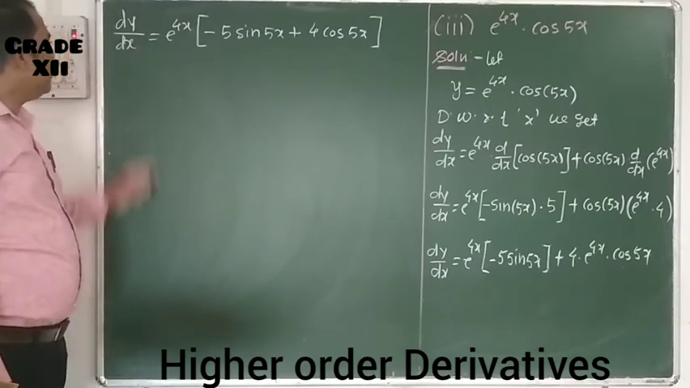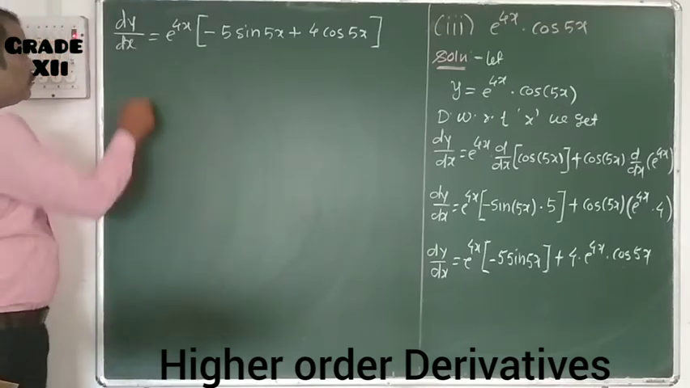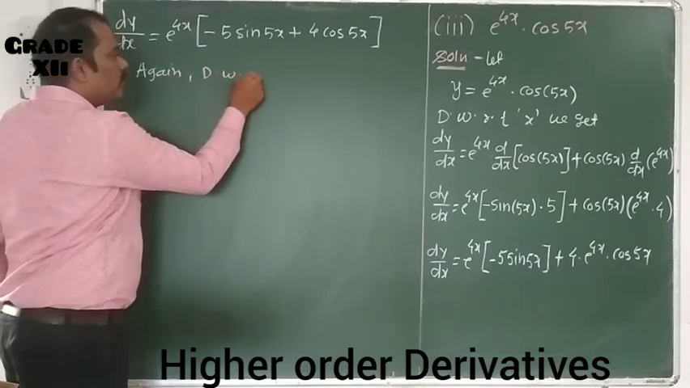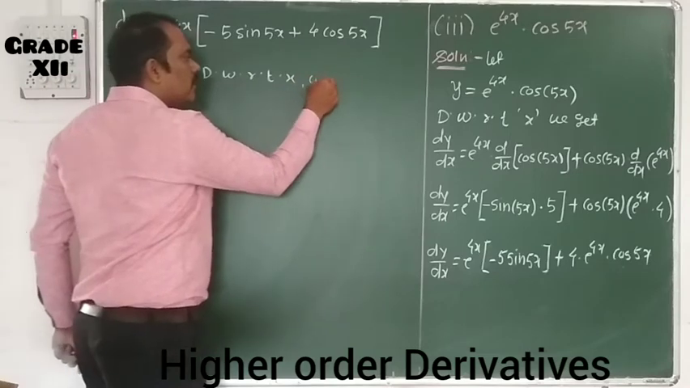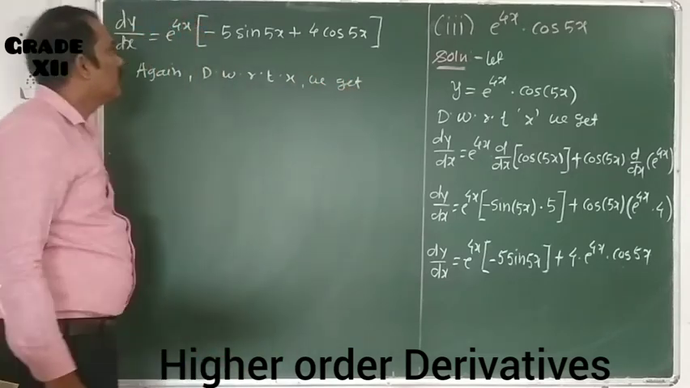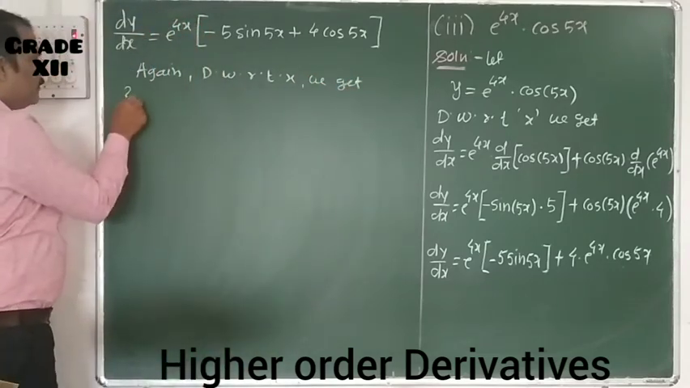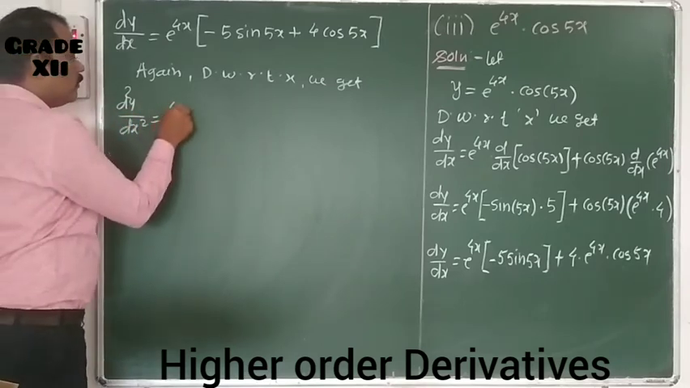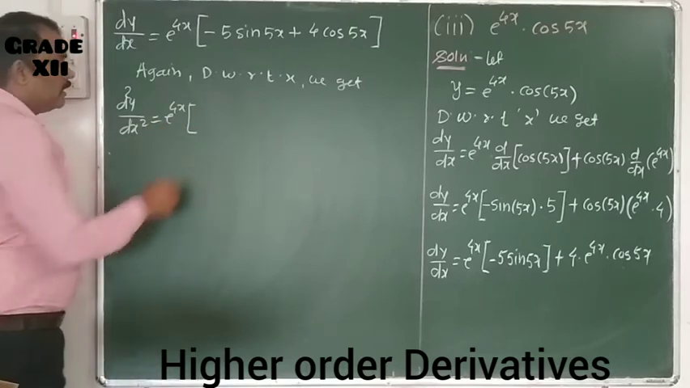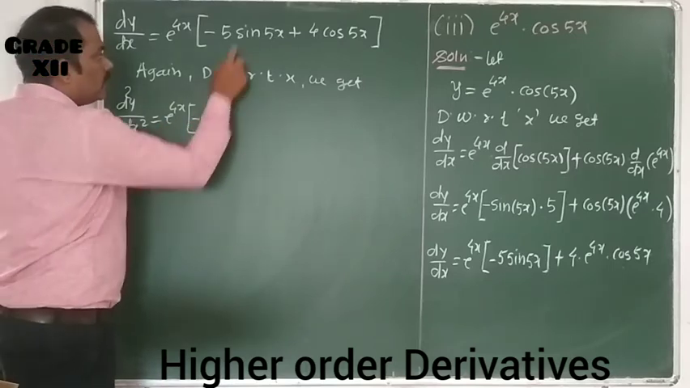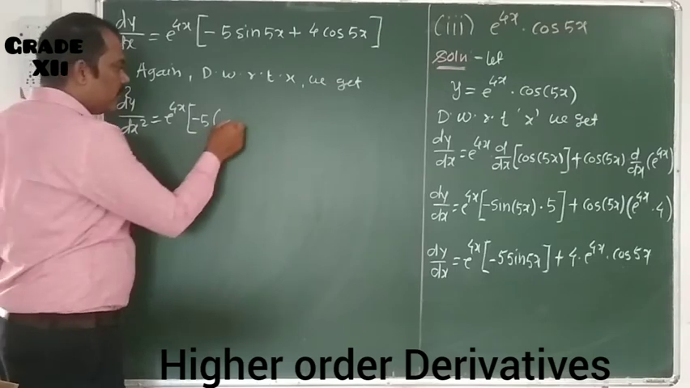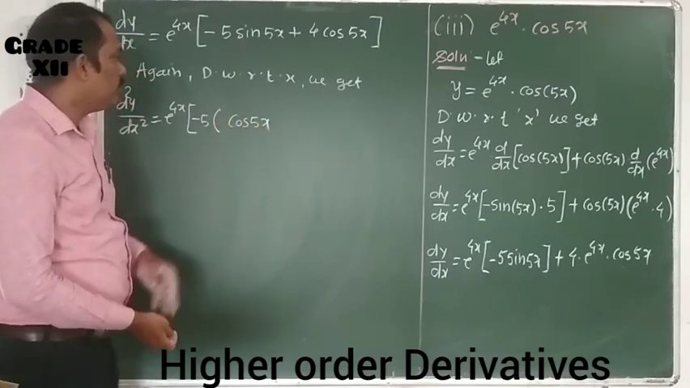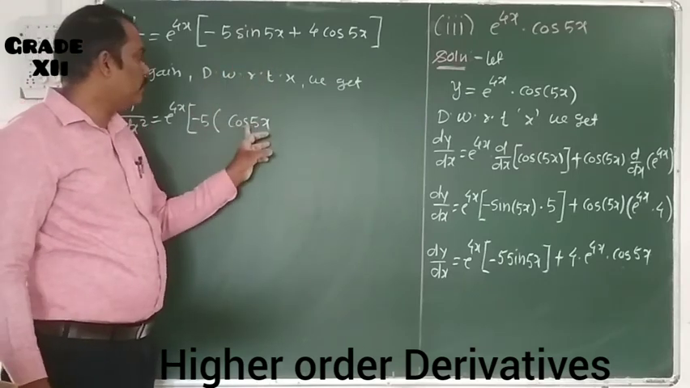We have to find the second order derivative, so we have to differentiate again with respect to x. Again differentiating with respect to x, we get d2y by dx square is equal to e raised to 4x into bracket minus 5 as it is. What is the derivative of sin? Derivative of sin is nothing but cos, it is cos of 5x.